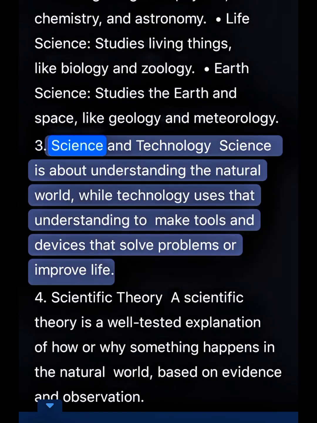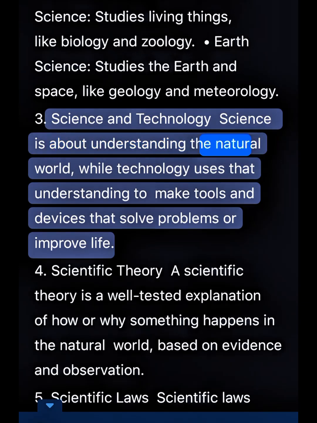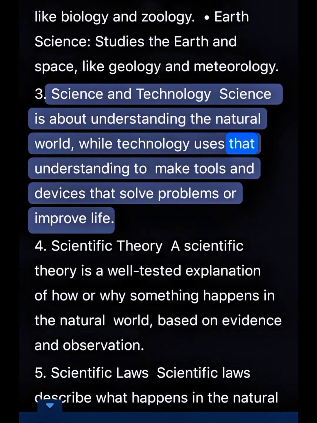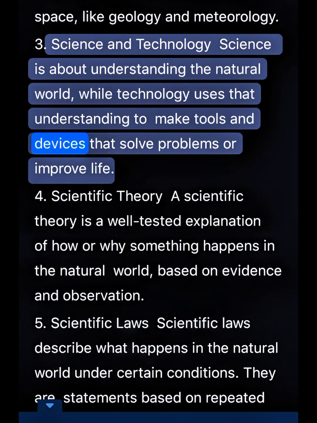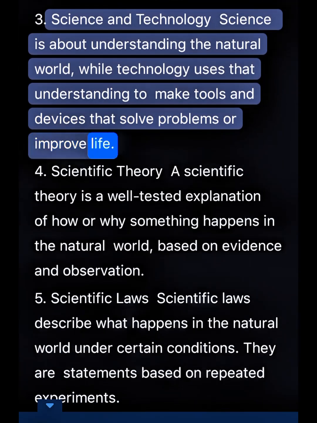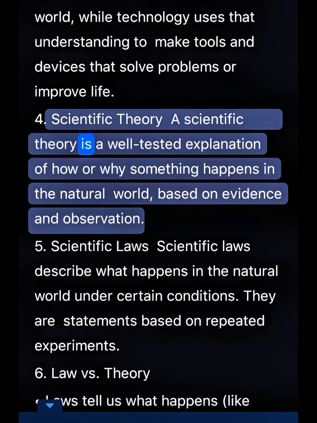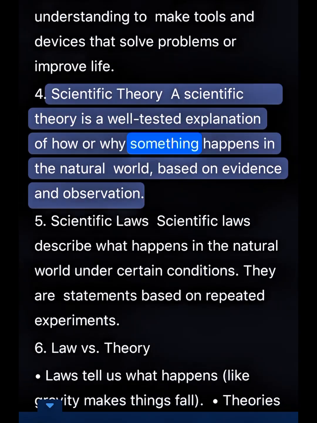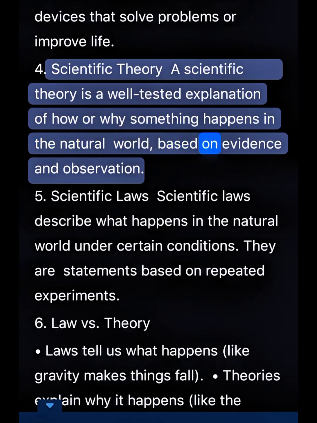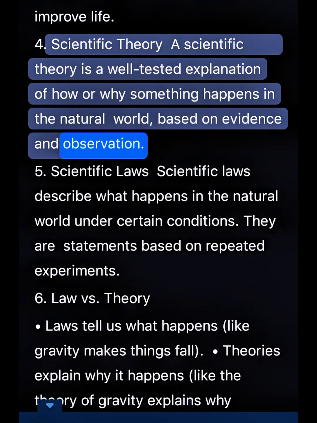3. Science and technology. Science is about understanding the natural world, while technology uses that understanding to make tools and devices that solve problems or improve life. 4. Scientific theory. A scientific theory is a well-tested explanation of how or why something happens in the natural world, based on evidence and observation.